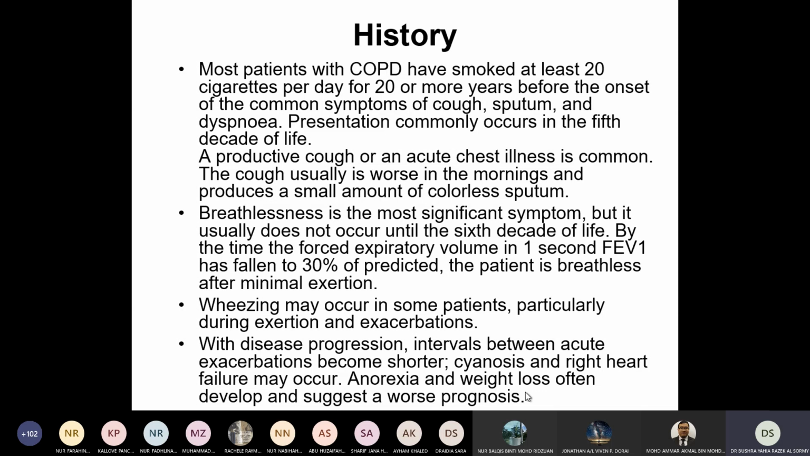Understood the history? It started with long-term smoking and also started with cough. Then after that it progressed to breathlessness and sometimes wheezing if there is exertion. Not like asthma. In asthma, patients usually have wheezing, isn't it?